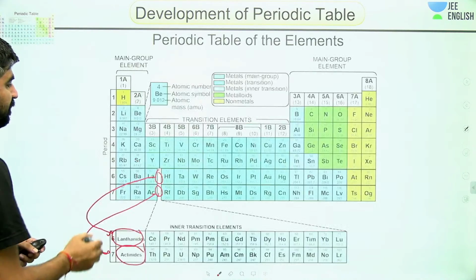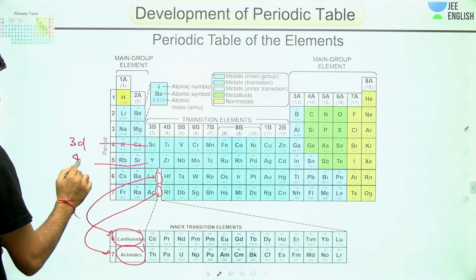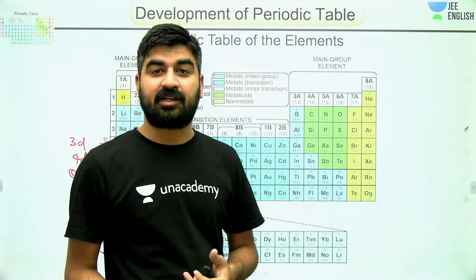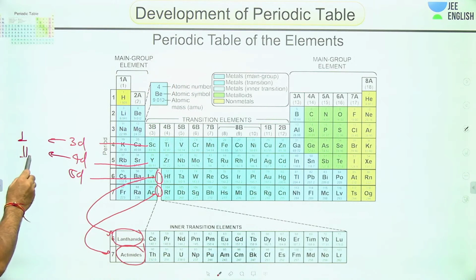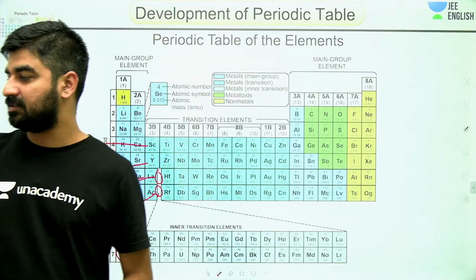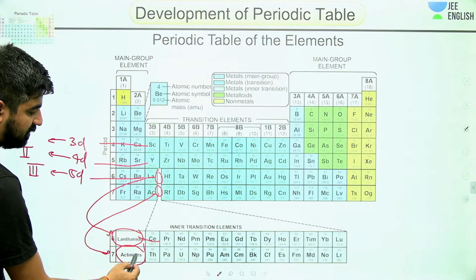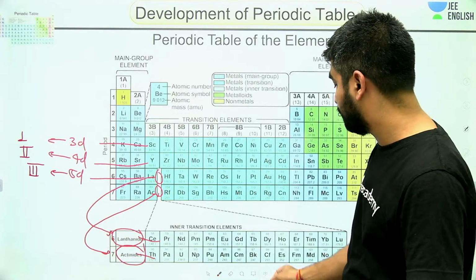This series we call the 3d series, 4d series, 5d series. We also call them transition elements. So first transition series, second transition series, and third transition series. Got it, guys? And these are called lanthanoids, these are called actinoids. So you should remember from where lanthanoids start.